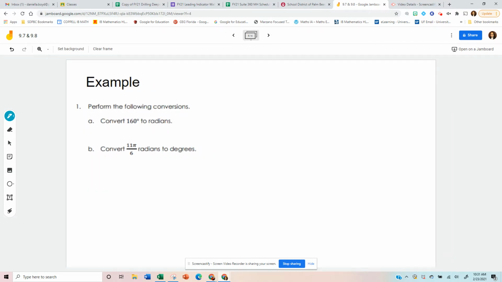Okay, so let's go from here. I want to convert 180 degrees into radians, and then I want to convert 11 pi over 6 into degrees. So for A, I'm going to work out A right over here. I want to convert degrees into radians.